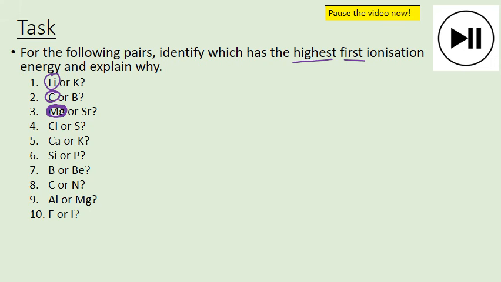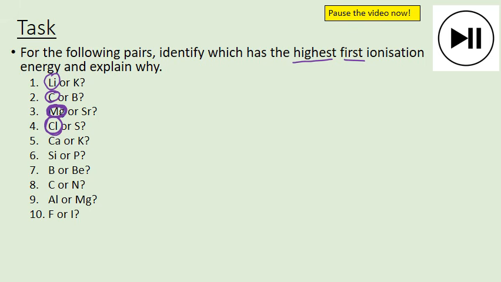Question 4, Cl and S. They're in the same period. Is it the blip? No, it's not. So I'm safe from the exception. So I'm going to say that chlorine has the highest first ionization energy because they have the same shielding. It has a smaller radius and a higher nuclear charge. So chlorine requires more energy to remove the outer electron.